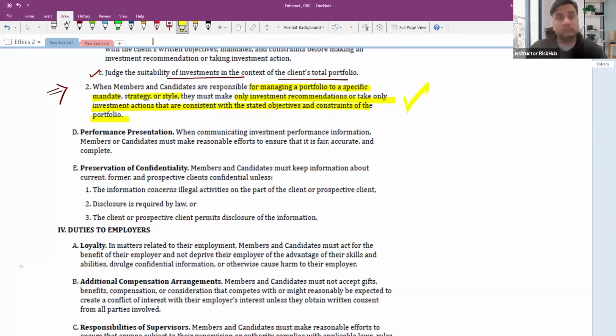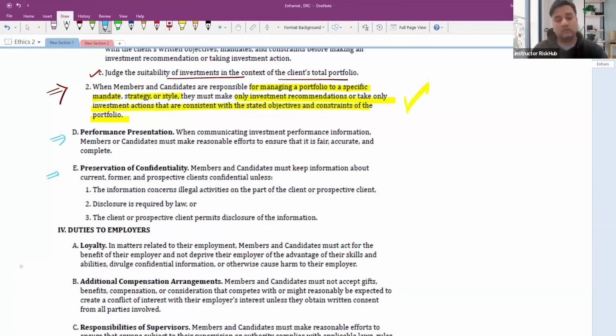Then you have performance presentation. This also is asked in the exam, right? Basically, whenever you present your performance, be fair, be accurate, be complete. There should be no misleading returns. There should be preservation of confidentiality, right?